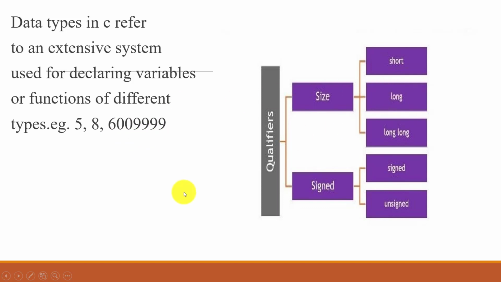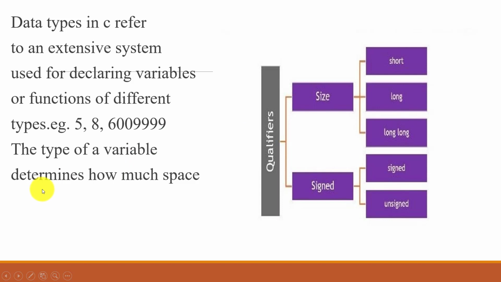So 5 and 8 I'm going to store with the size qualifier as a short, because 5 is a very short number. Instead of using a long specifier or long qualifier, I can use a short rather than wasting space. So if your number is small, you can use a short specifier according to the program requirement.